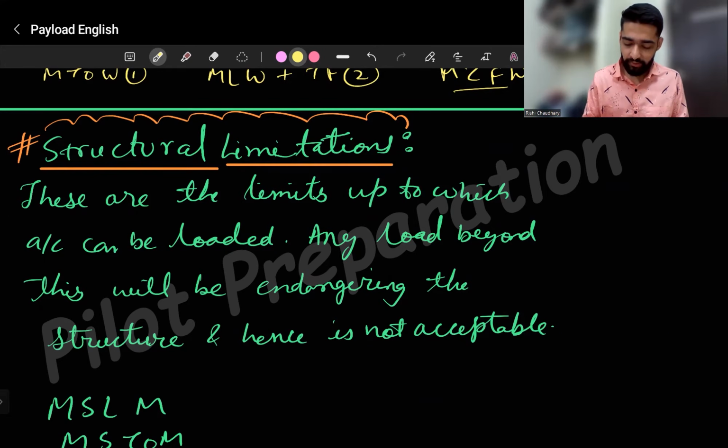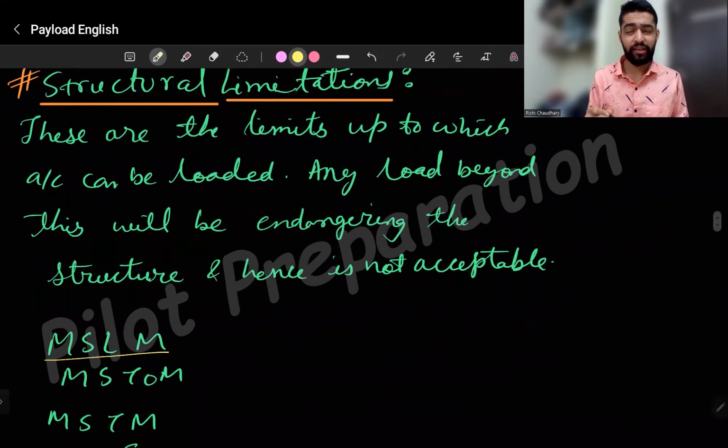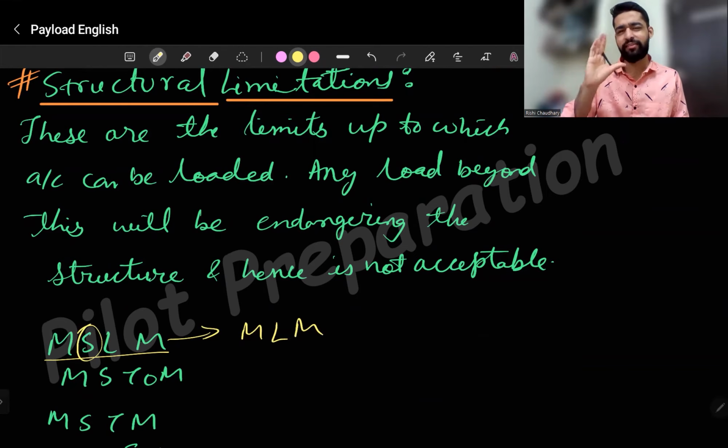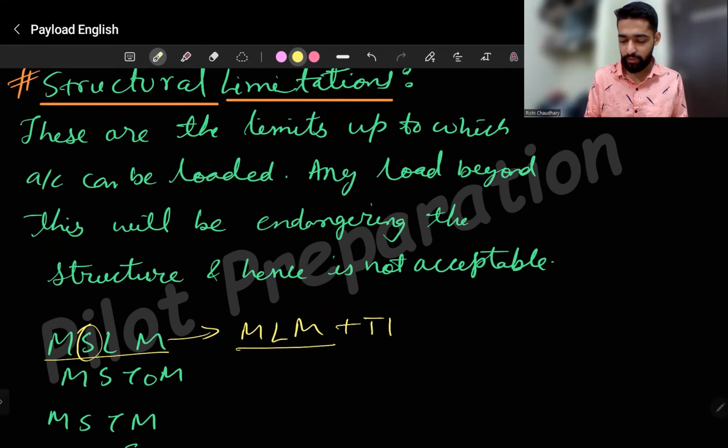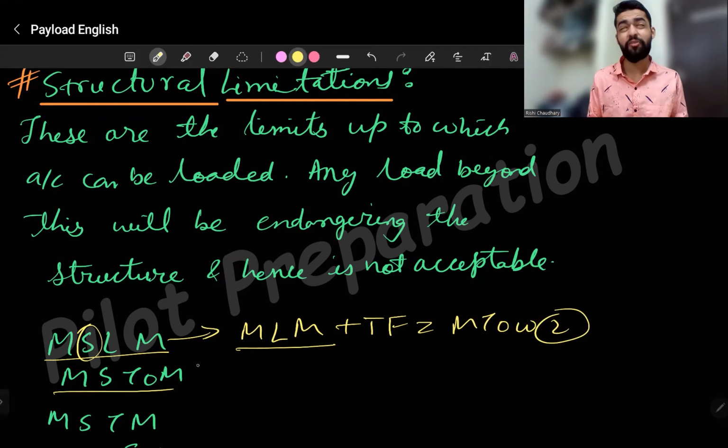So we have these terms. MSLM is nothing but MLM, maximum structural landing mass. We can ignore the word structural and directly write MLM in our formula. Then if we add trip fuel, we get MTOW2, isn't it? And we have MSTOM. MSTOM is maximum structural takeoff mass, isn't it?